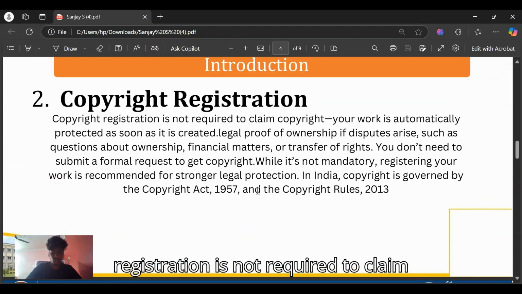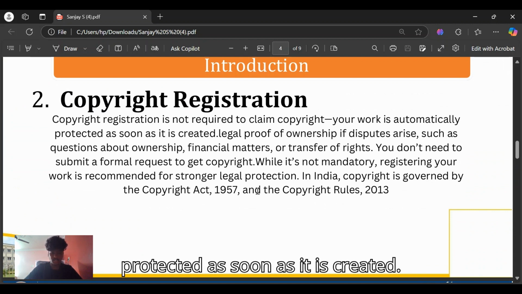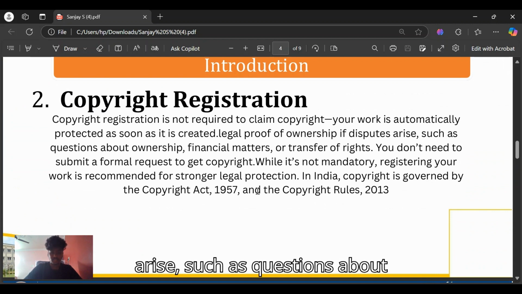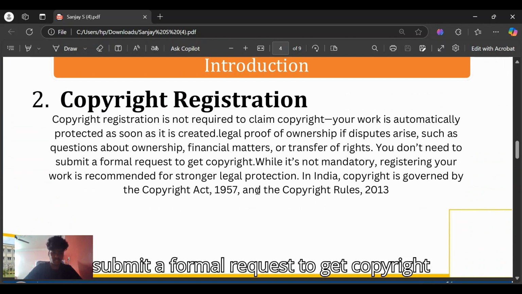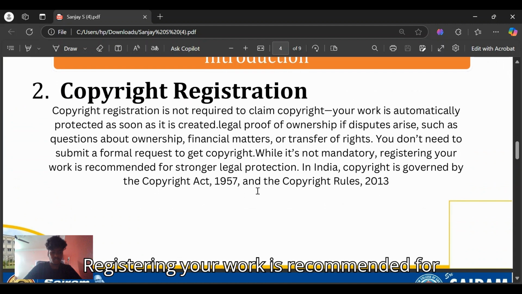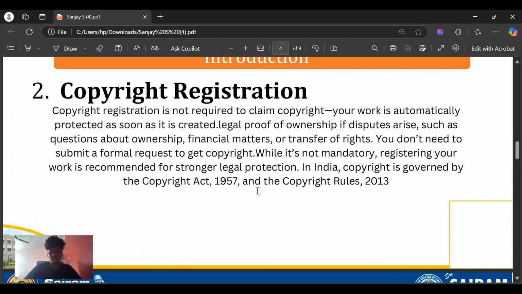Copyright registration is not required to claim copyright. Your work is automatically protected as soon as it is created. Registration gives legal proof of ownership if disputes arise, such as questions about ownership, financial matters, or transfer of rights. You need to submit a formal request to get registration, while it's not mandatory. Registering your work is recommended for stronger legal protection in India.